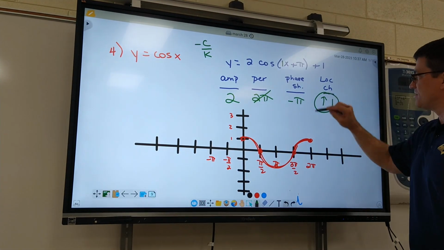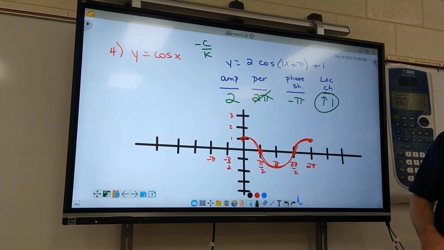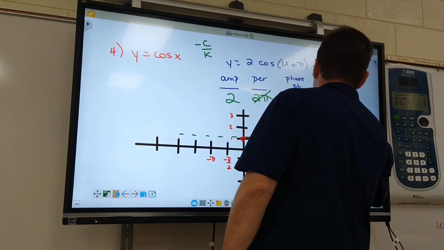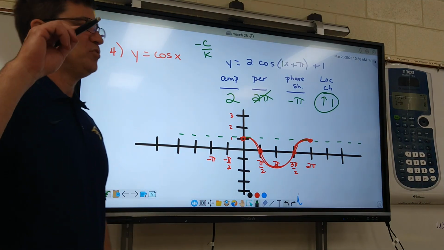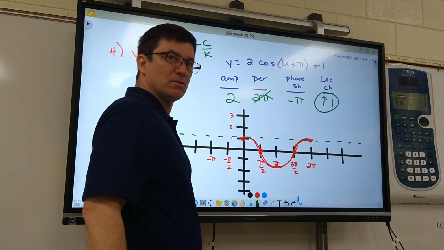So guys, we have to do location change first. That means we have to move everything up 1. Make a dotted line in a color. That's going to be your new x-axis. Do that first. Now you go and move every point up 1 space. And you have to write this at every single thing.